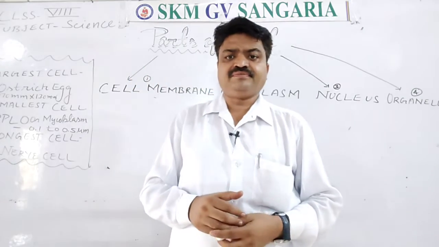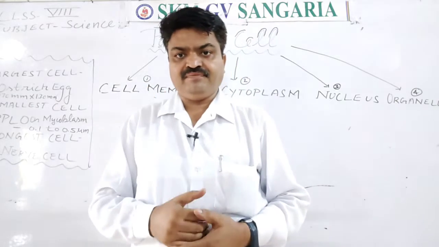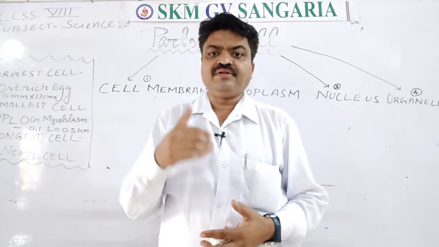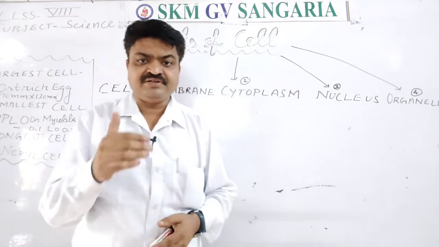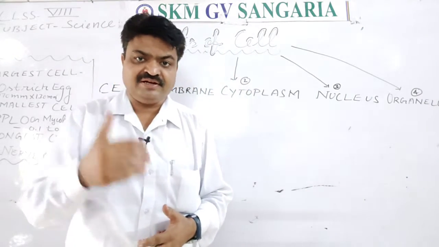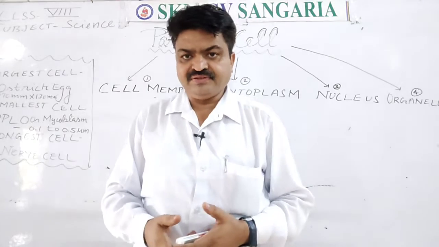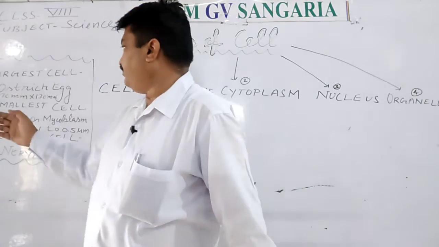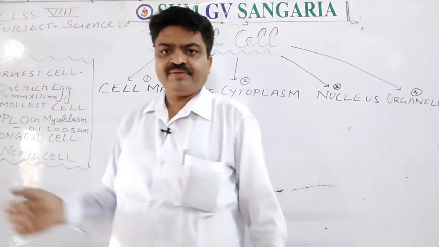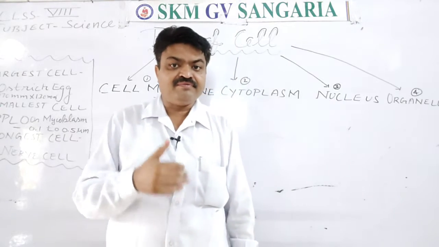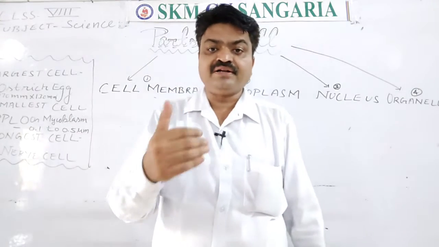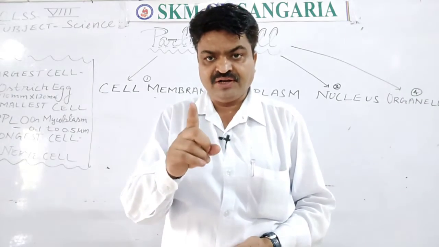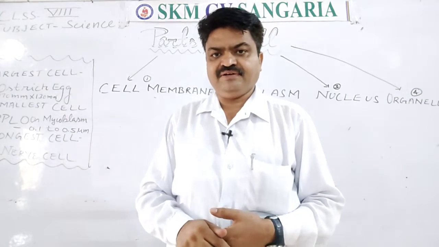First, the largest cell is known as the ostrich egg cell, students. The ostrich egg cell is considered the largest cell and its size is around 170 mm multiplied by 130 mm, students. Which cell has the largest size? The ostrich egg cell.